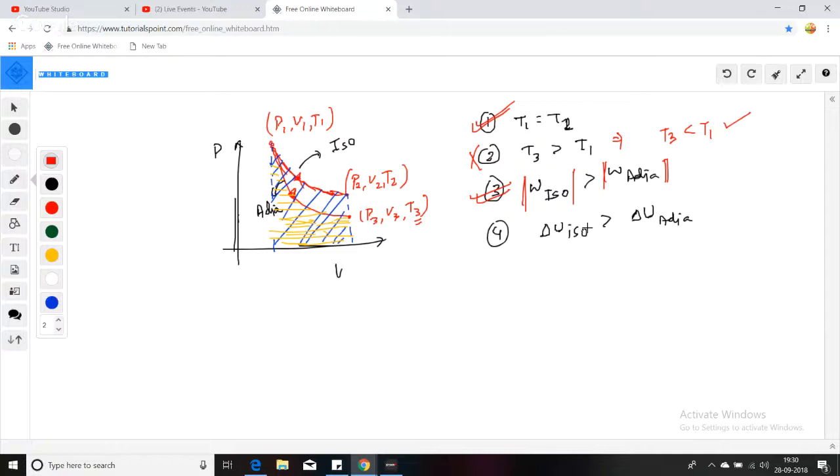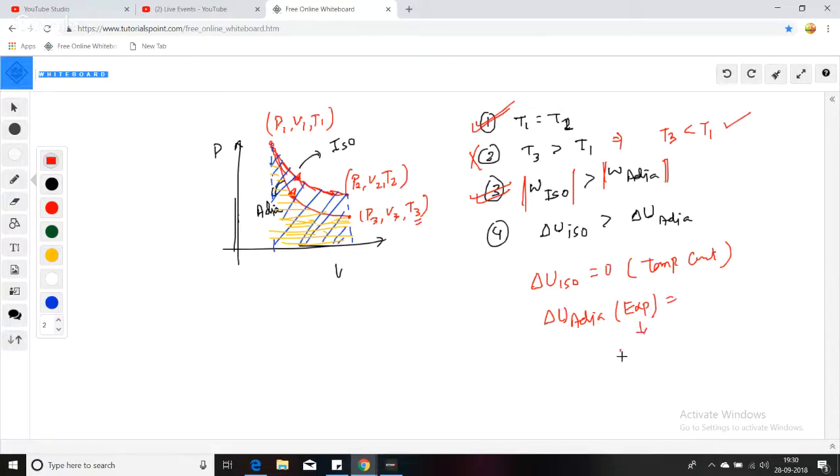Okay, now you come to this fourth option, right? You see, change in internal energy in case of isothermal process is always zero, since the temperature is constant, because internal energy is a function of temperature itself, right? Change in internal energy in case of isothermal process is always zero, but change in internal energy in case of adiabatic process, when expansion is taking place, in this case, right?